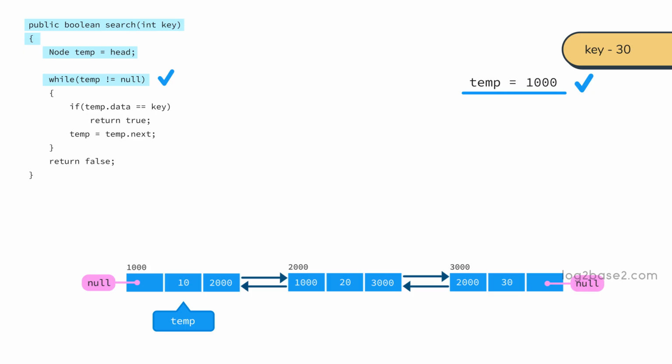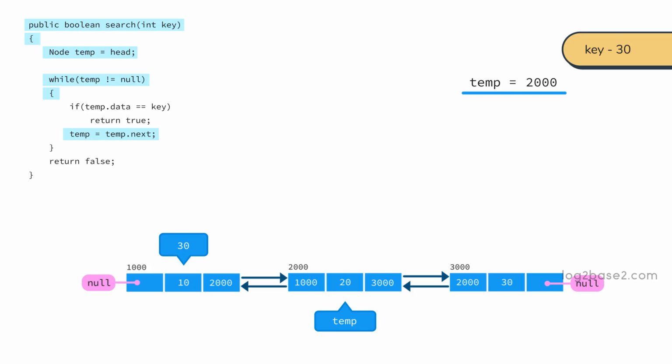Here temp equal to 1000, which is not equal to null. So enter the loop. Now check if the data at this node is the key. So write if temp.data equal to key. If so, key is found, so return true, else just keep on searching the next nodes. So move temp to the next node. So write temp equal to temp.next. Here compare temp data 10 with key 30, but it is not the same. So the if will fail, so jump to the next statement, move temp to the next node.